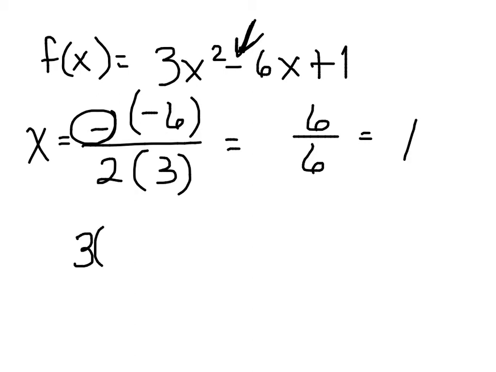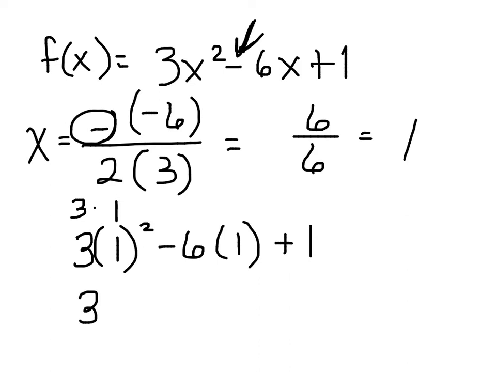So 3 times 1 squared minus 6 times 1 plus 1. Remember, order of operations. What's 1 squared? 1. And what's 1 times 3? 3. What's negative 6 times 1? Negative what? 6. You're multiplying. And then plus 1. What's 3 minus 6 plus 1? Negative what? 2. Because remember, 3 plus 1 is 4, and 4 minus 6 would be negative 2.